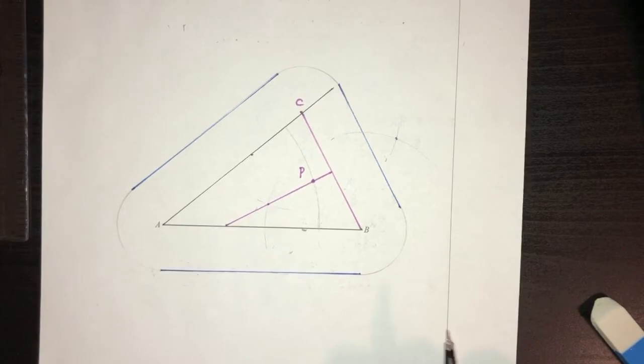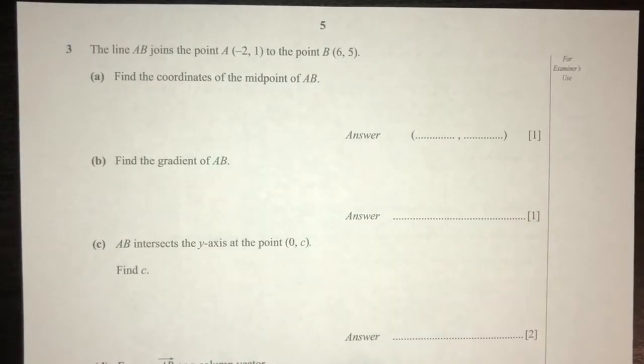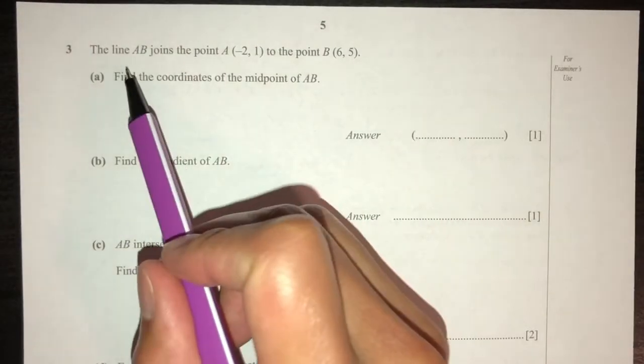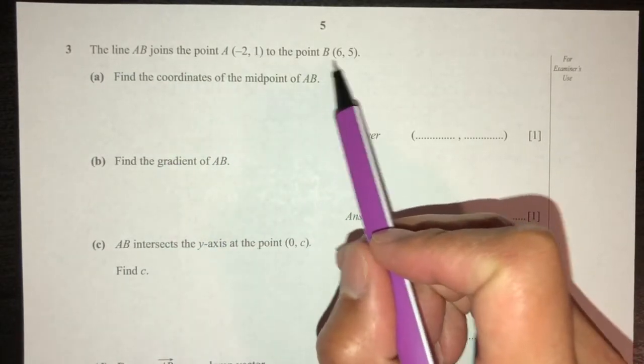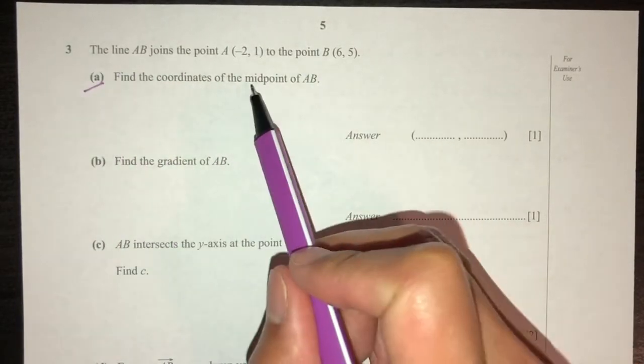Okay, that will be question number 2. So let's move on to question number 3. The line AB joins the point A and the point B. Part 1, find the midpoint of AB.